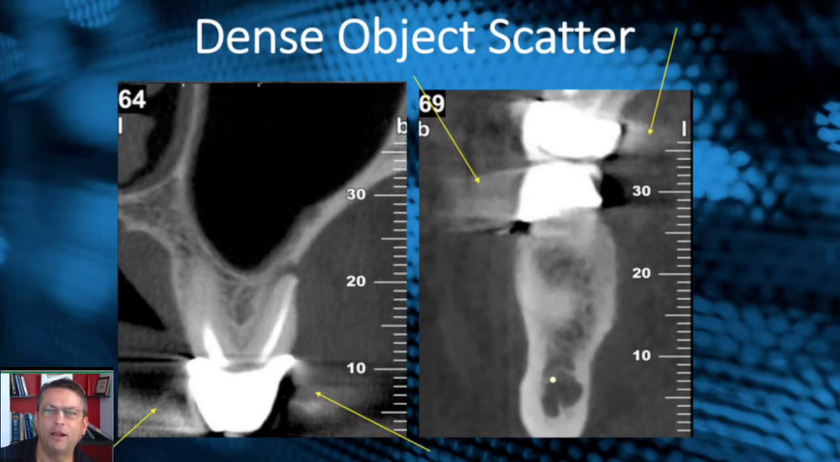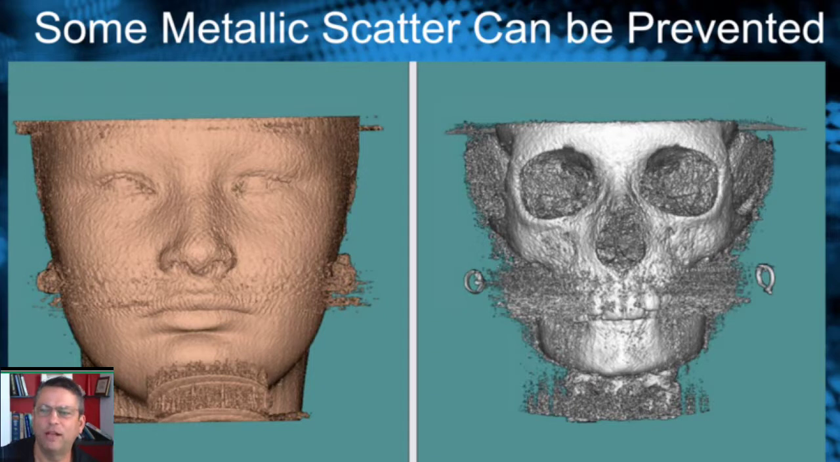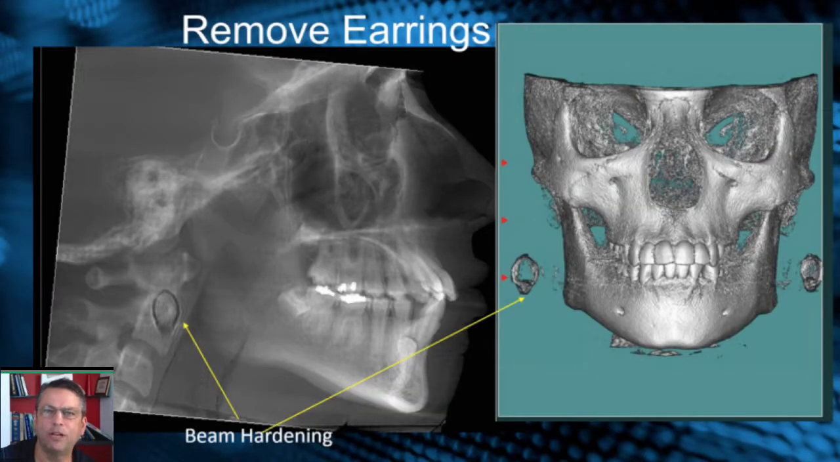And metallic objects such as earrings, as you can see, will scatter the X-ray beam. Even if it's out of the area of interest, it scatters across the entire region of that plane. So beam hardening is another word for this. As you can see, the shadow of the beam of the earrings in that field of view.